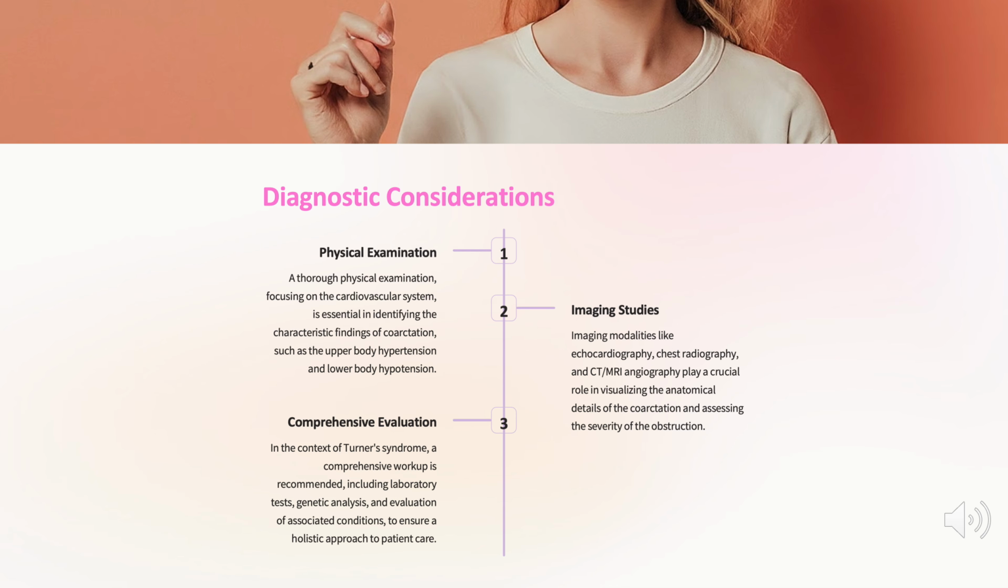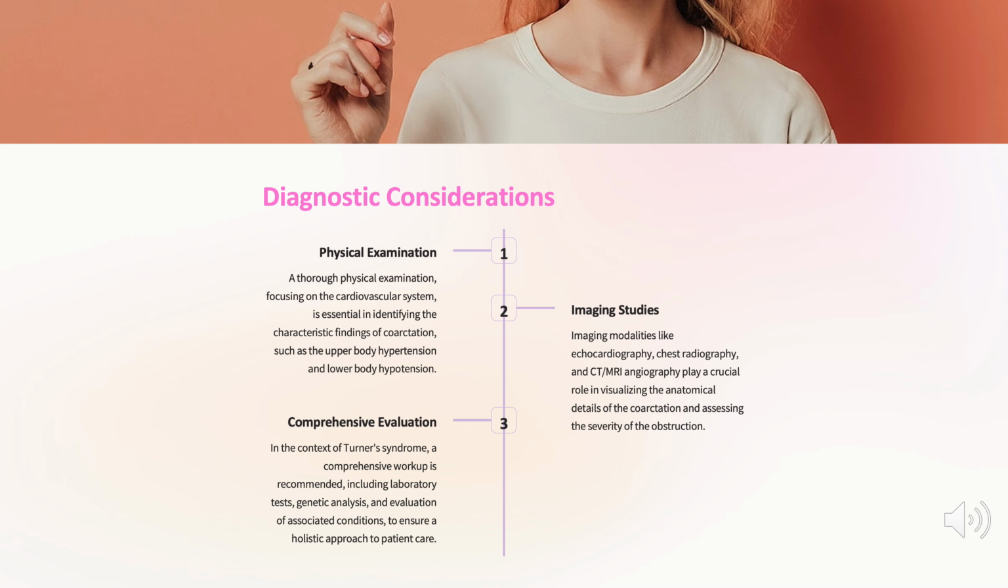Now, let's explore the diagnostic considerations for coarctation of the aorta, particularly within the context of Turner's syndrome. First and foremost, physical examination plays a pivotal role. A meticulous assessment of the cardiovascular system is imperative to identify characteristic findings such as upper body hypertension and lower body hypotension. These clues provide crucial initial insights into the presence of coarctation.